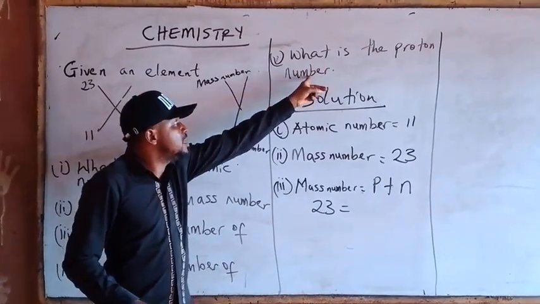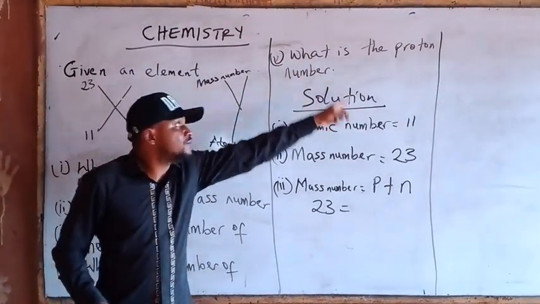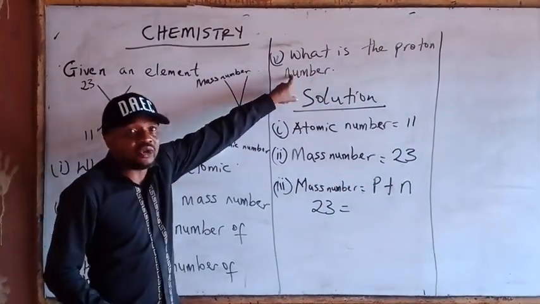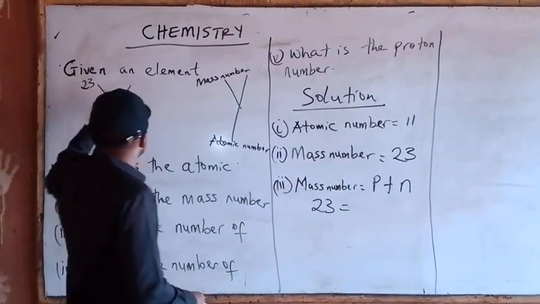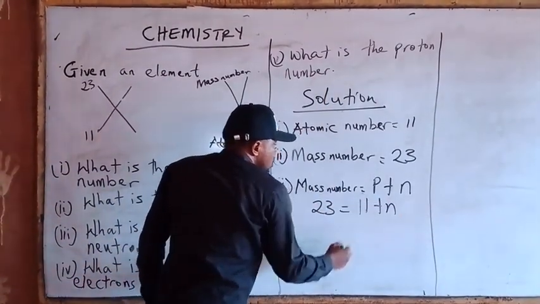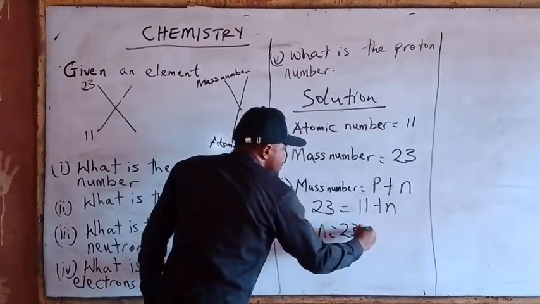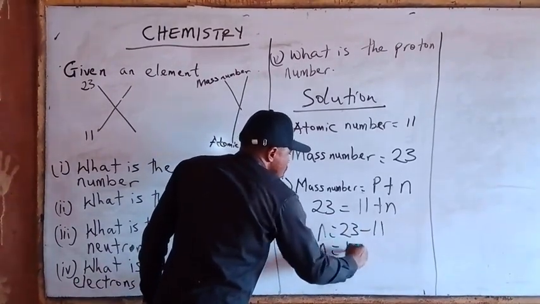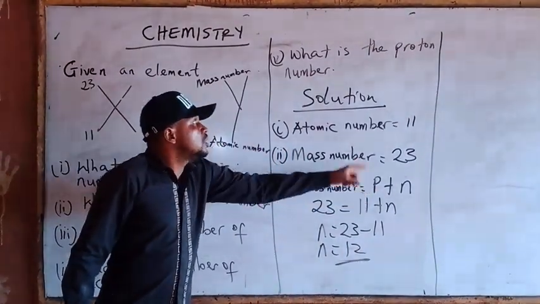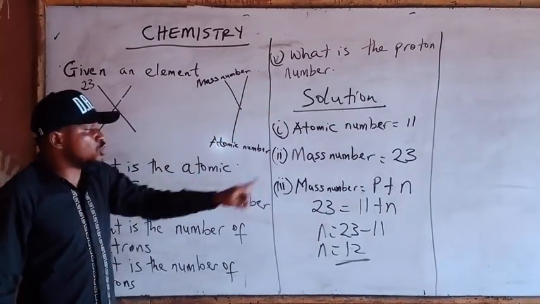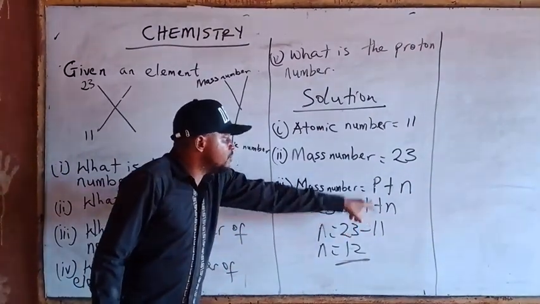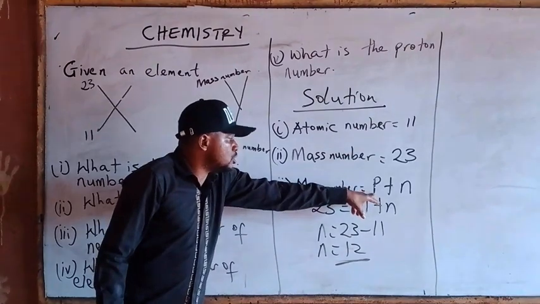So even this last question, you already know the number. What is the proton number? It's equal to the atomic number, which is 11. So the proton number is 11. Proton is 11 plus neutron, so N equals 23 minus 11. So the neutron number equals 12. That's how we get the proton to be 11, because atomic number is equal to proton number.